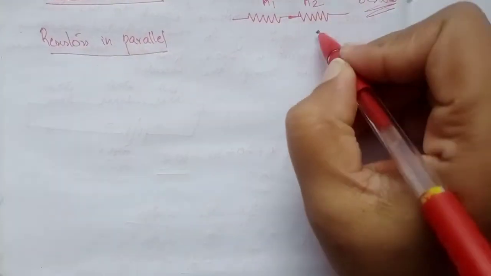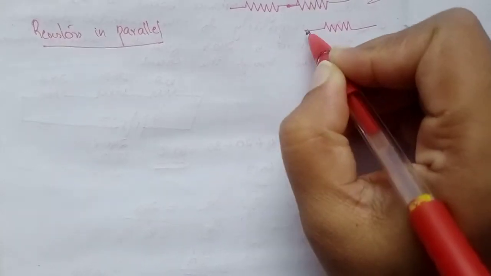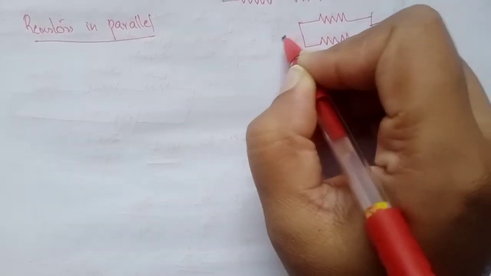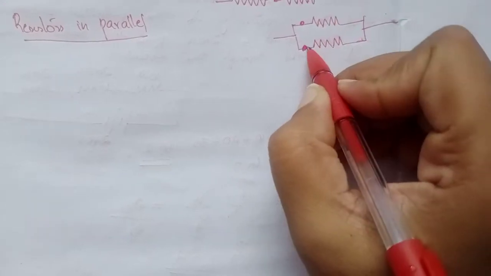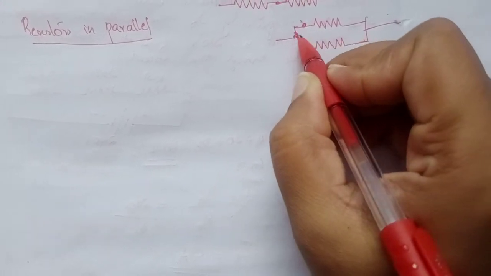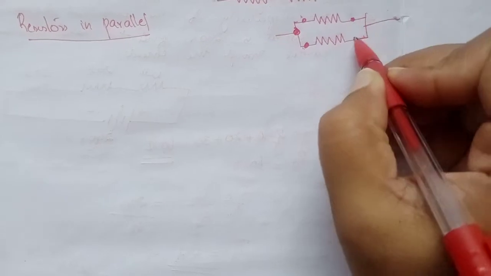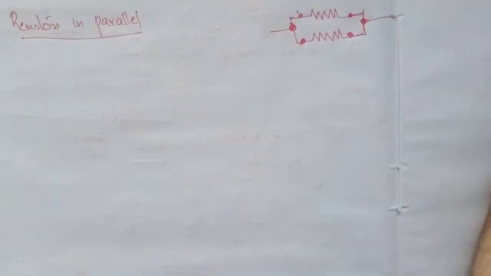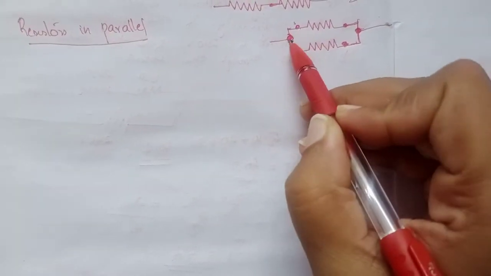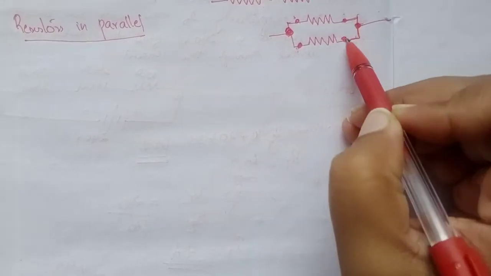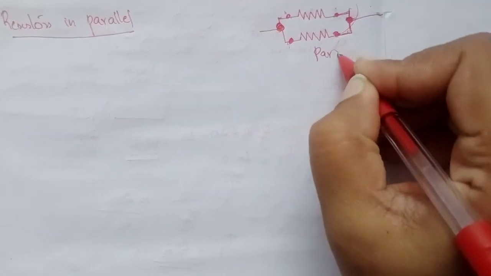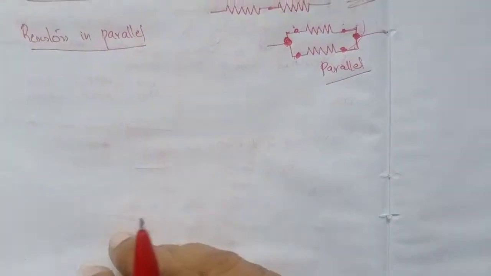But in case of a parallel connection, two resistors will be connected in this way. That means this is the starting of both the resistors. The starting points will be connected to a common point. Similarly, the ending points of the resistors will also be connected to a common point. This type of connection is called the parallel connection of resistors.